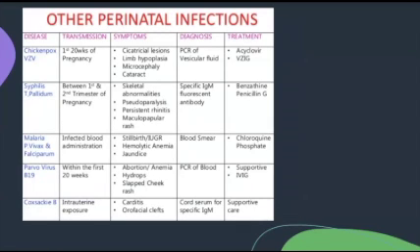And another perinatal infection may be syphilis. Transmission may happen between the first and second trimester of pregnancy. The symptoms will be skeletal abnormalities, pseudoparalysis, persistent rhinitis, and maculopapular rash. For diagnosis, it's specific immunoglobulin M fluorescent antibody. And for treatment, the medicine of choice will be benzathine penicillin G.